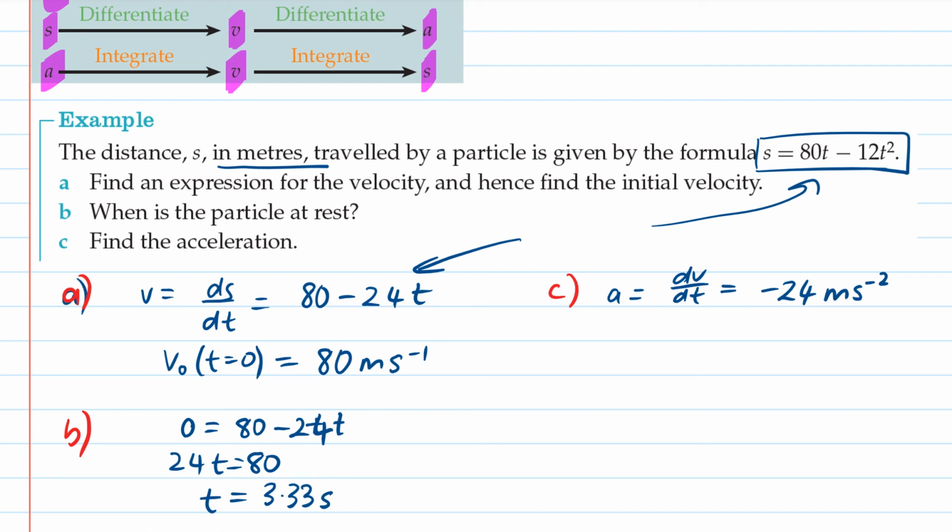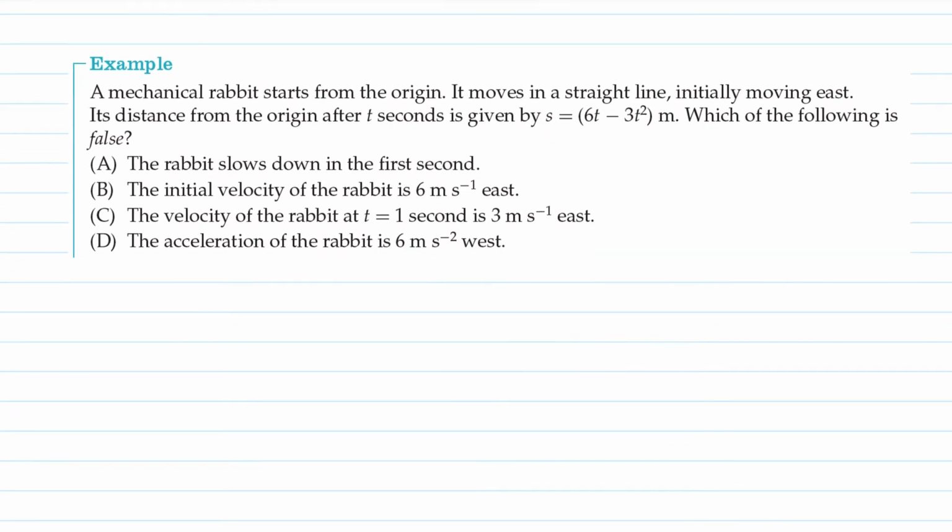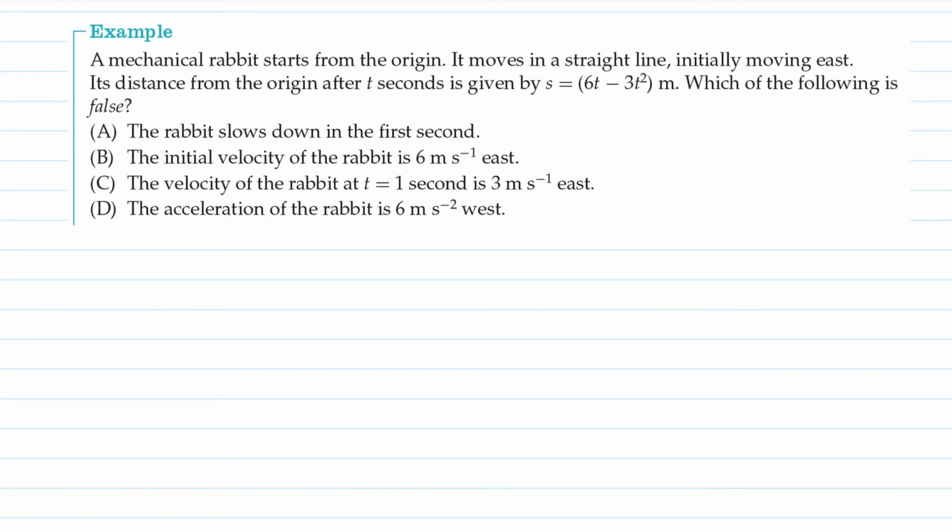Okay, let's look at one more example, and then I'll let you have a go at some of your own. So a mechanical rabbit, i.e. the one that is used in greyhound racing, moves in a straight line. Its distance from the origin is given by this function. Which of the following is false?